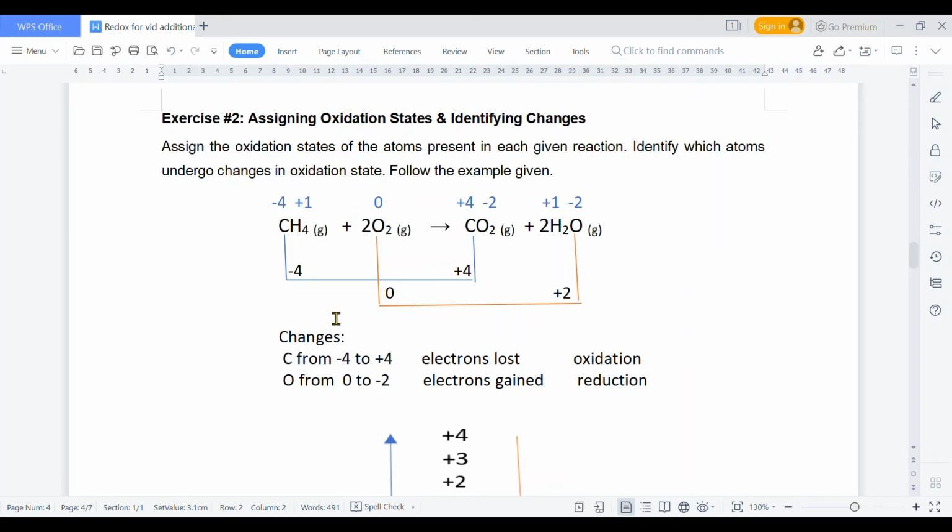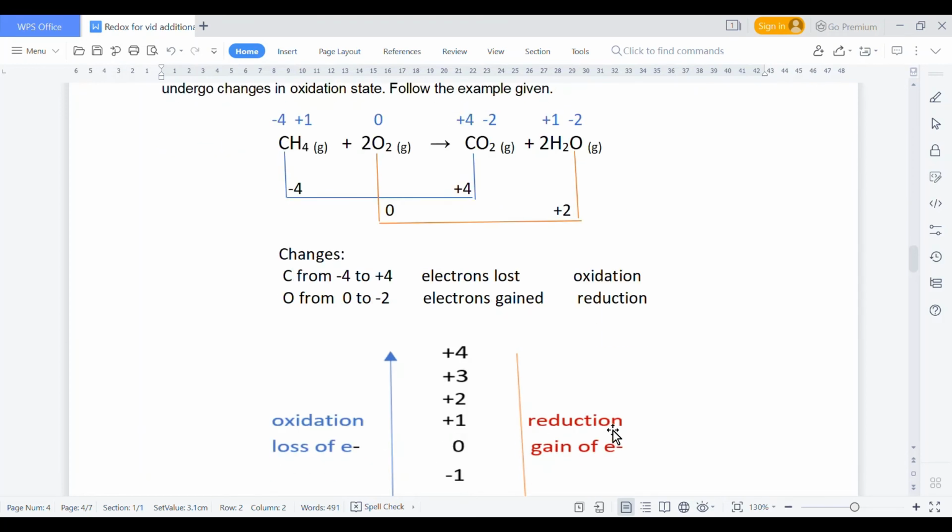Now, we will check if there is a change of oxidation number. So carbon changes from minus 4 to plus 4. And then you identify whether it is electron lost or gained, oxidation or reduction, by using this figure. Oxidation from 0 to minus 2. So this is minus 2.